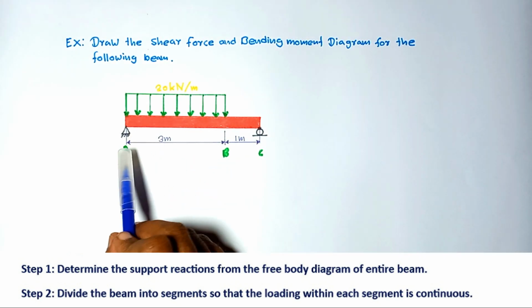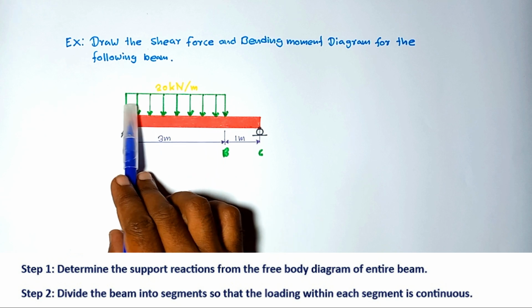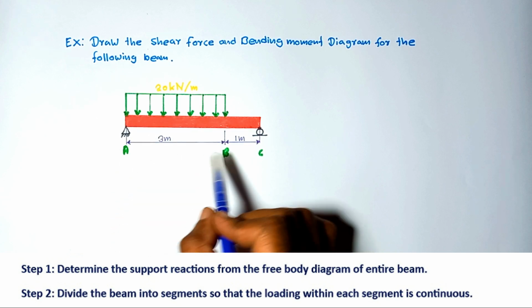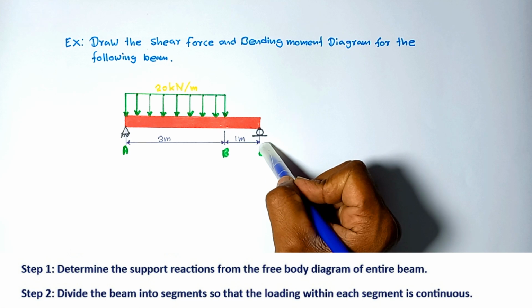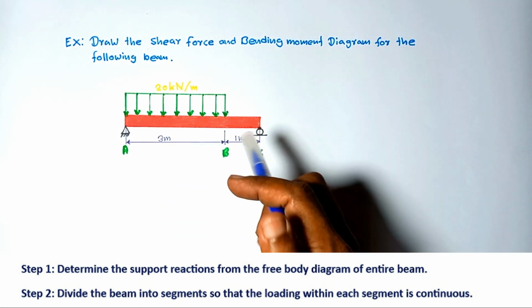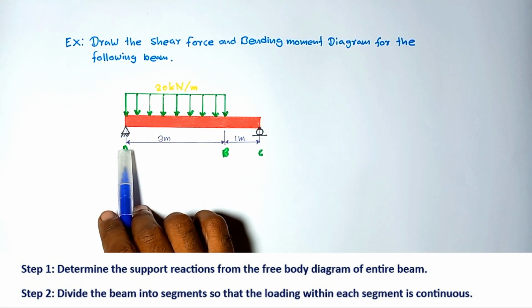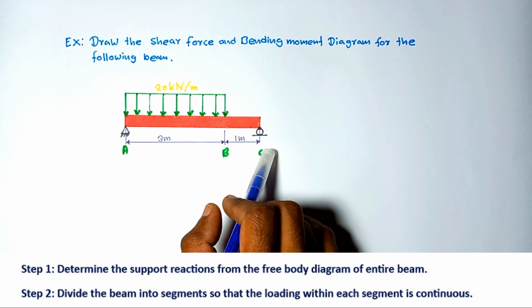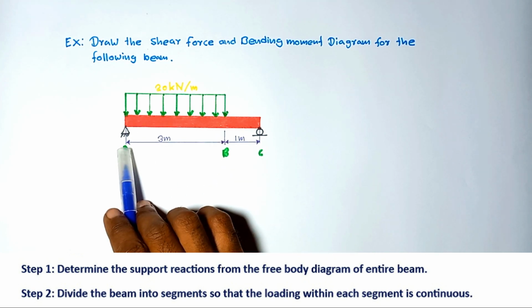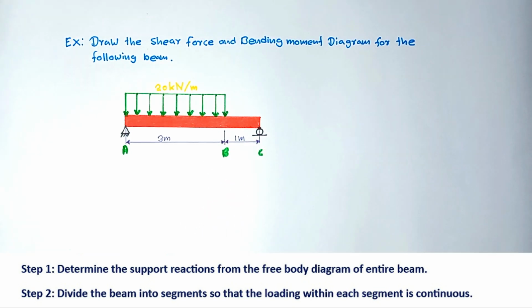Here you can see from A to B, the loading is continuous. The distributed load is continuous from A to B. From B to C, the loading is continuous. There's no load acting in the B to C region. So we have to divide this entire beam into two segments, A to B and B to C. So we have to obtain the equations considering the A to B region separately and the B to C segment separately.